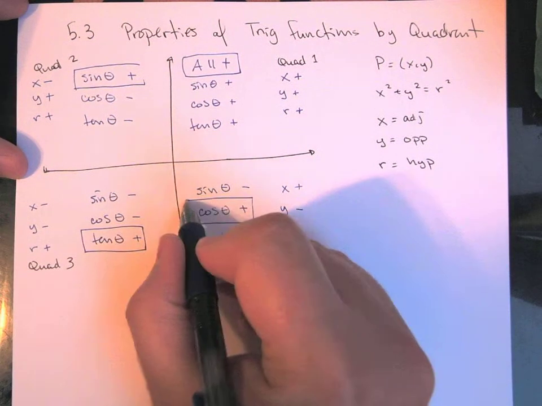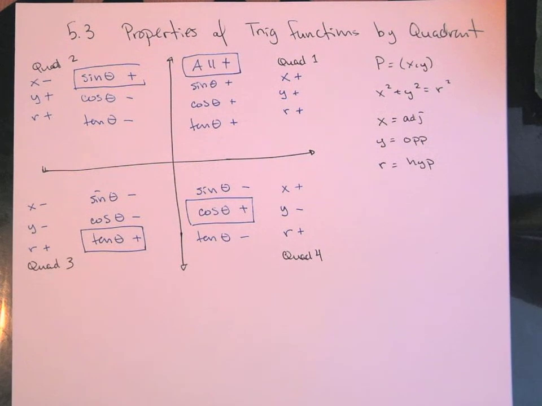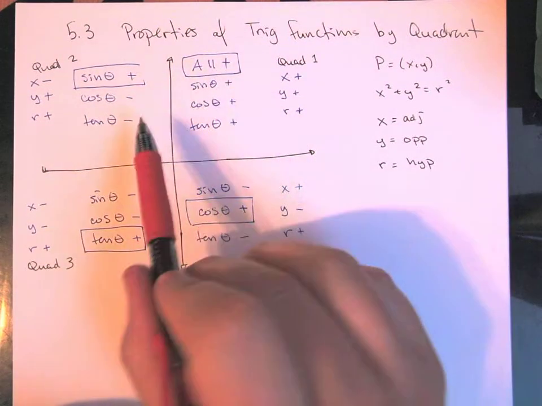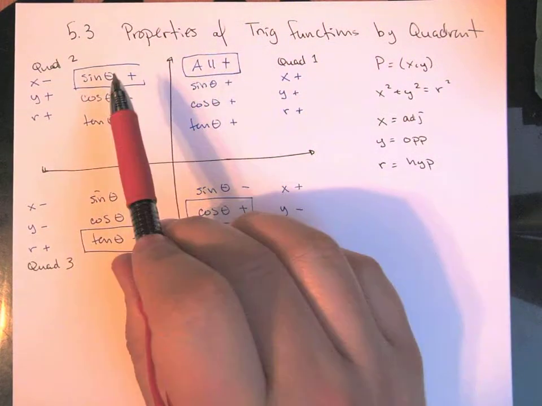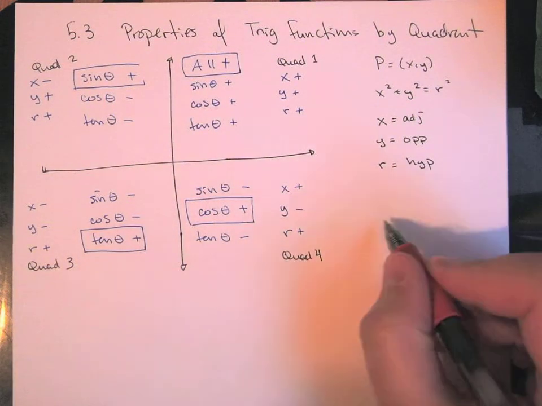So in that fourth quadrant, out of the big three, it's the cosine function that's positive. And again, by extension, it's going to be our secant function. So I'm doing the big three here and assuming that we're going to carry these properties through to our reciprocal functions. So as far as the positives go, all are positive in the first, sine is positive in the second, tangent is positive in the third, and cosine is positive in the fourth.